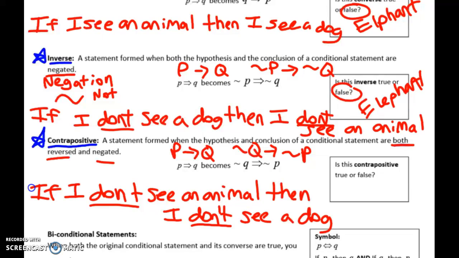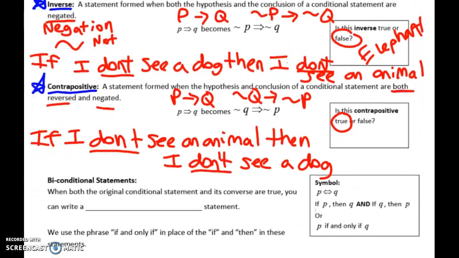So we want to answer the question, is it true? So you're opening your eyes, you don't see an animal. Is it true that if you don't see an animal, then you don't see a dog? Because if you don't see any animals, then you definitely don't see a dog. You might see a statue of a dog, but that's not really a dog. So you get what I'm saying. If you don't see an animal, then you definitely don't see a dog. That is actually true. So the contrapositive in this case is true.